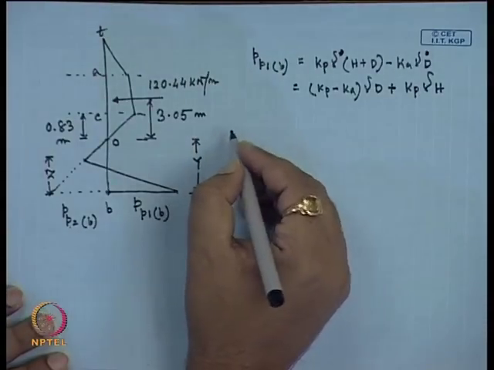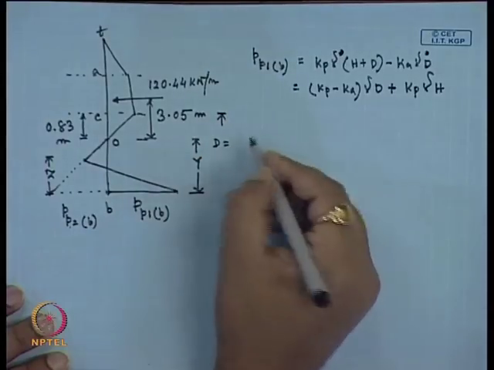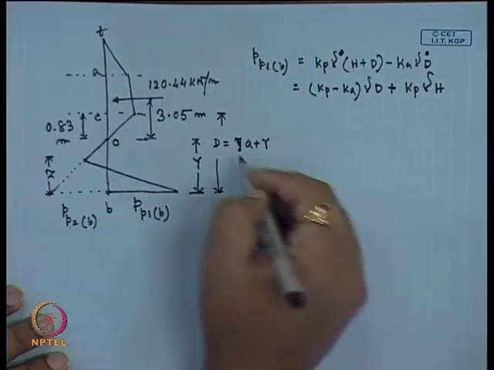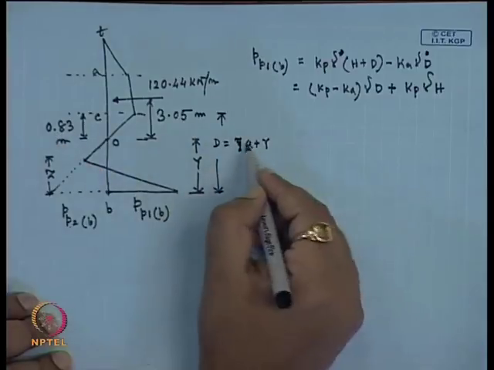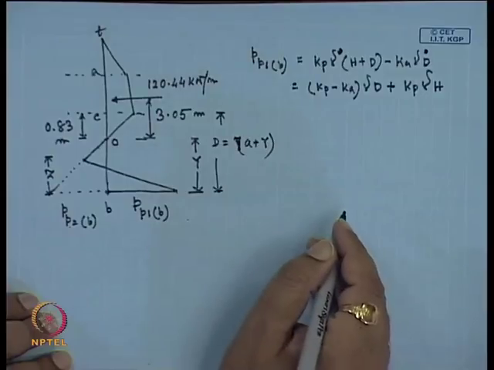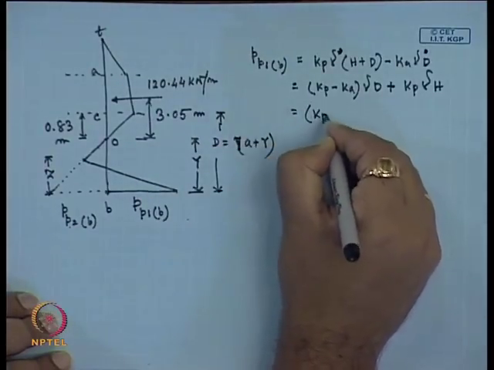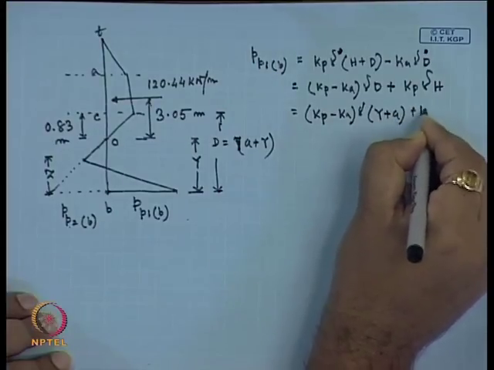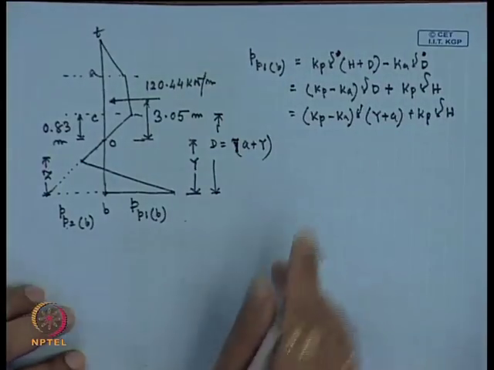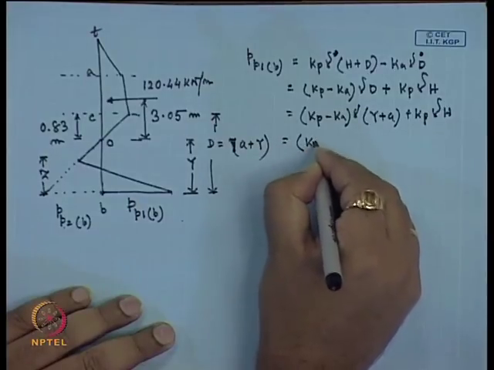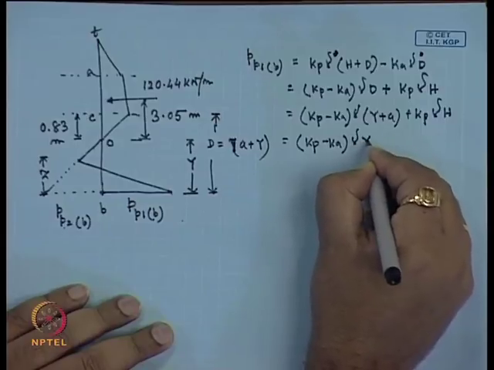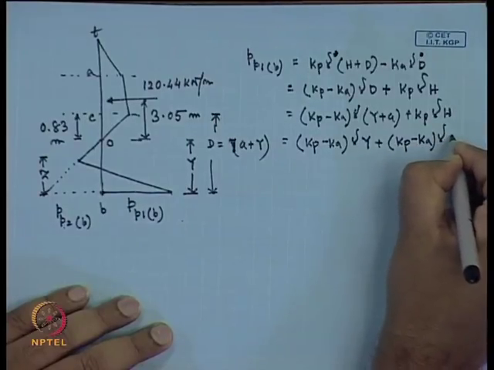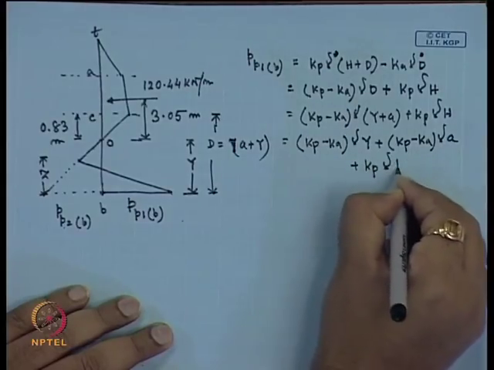Now, from this figure we can see that this D is basically A plus capital Y. This A is Y0, that is 0.83. So, A plus capital Y is the value of D. Now, if I replace this value here, this is (Kp minus Ka) into gamma into (Y plus A) plus Kp gamma H. Further simplifying, this is (Kp minus Ka) into gamma Y, plus (Kp minus Ka) into gamma into A, plus Kp into gamma into H.